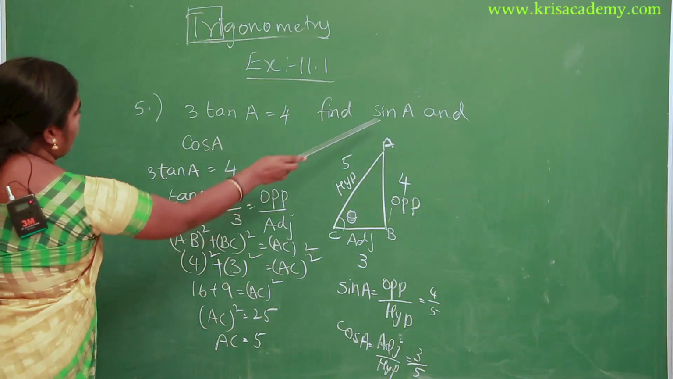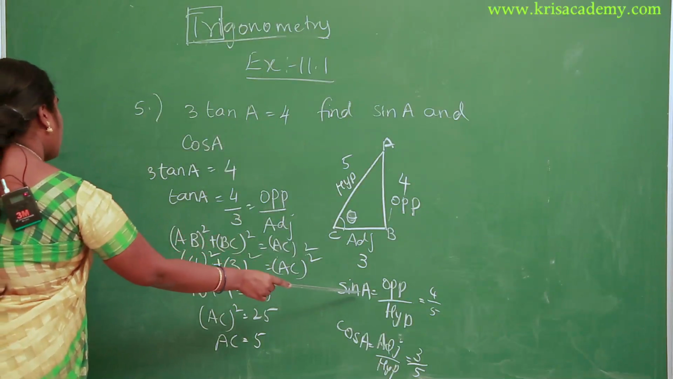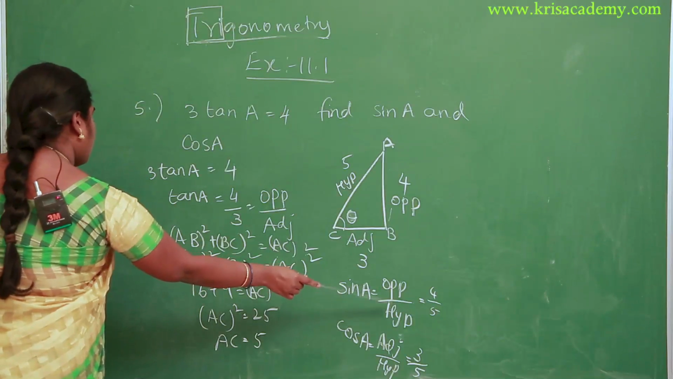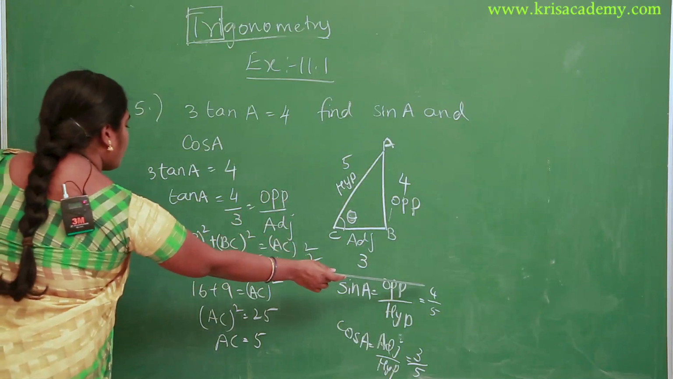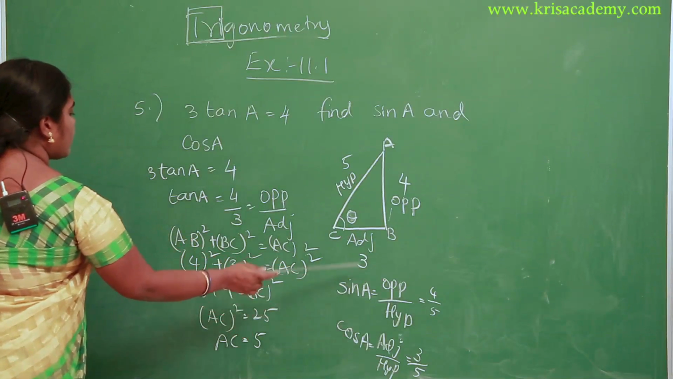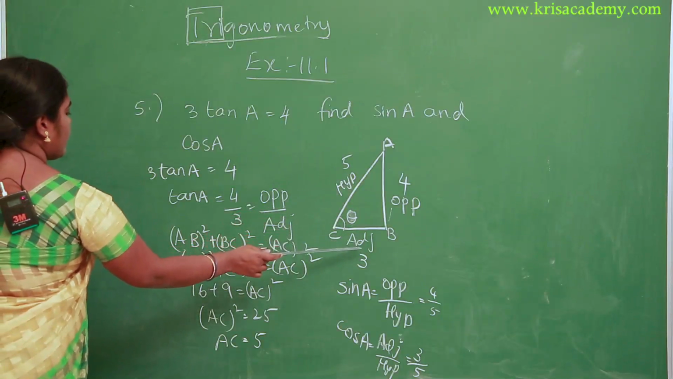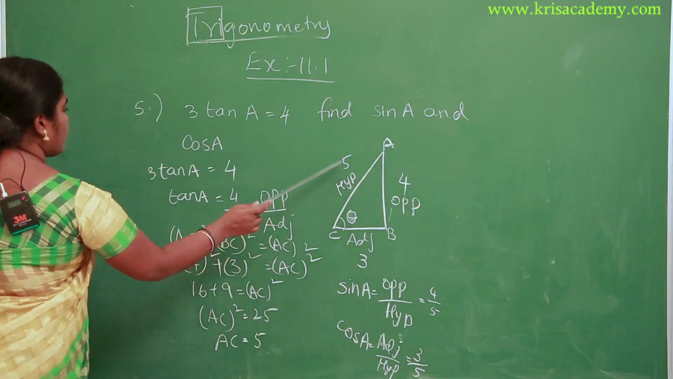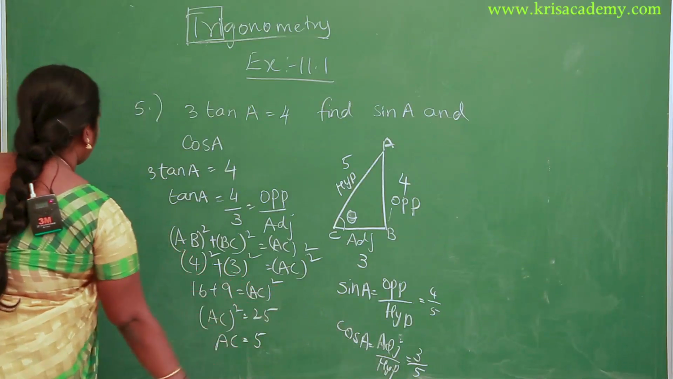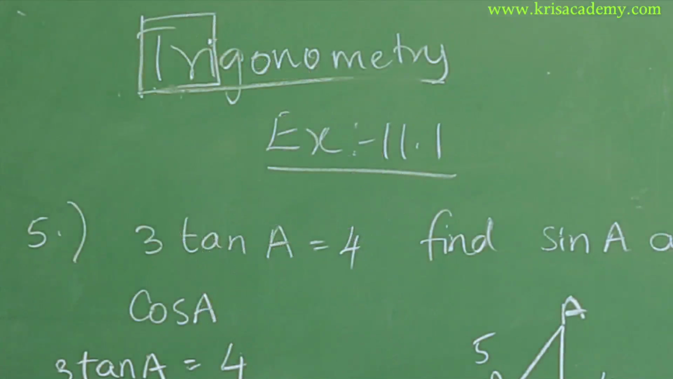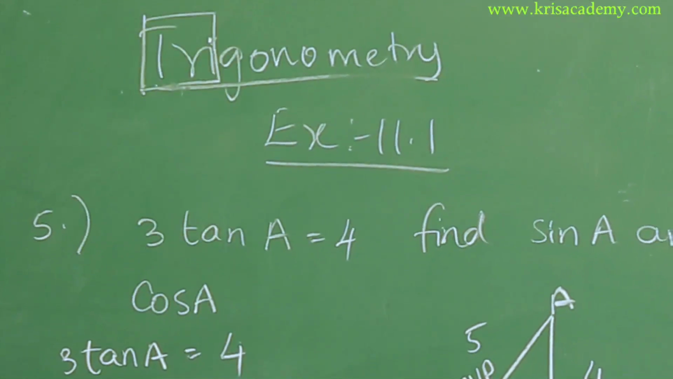Now they are asking you to write sin A and cos A. Sin A is opposite by hypotenuse. So opposite is 4, hypotenuse is 5. So 4 by 5. Cos A is adjacent by hypotenuse. Adjacent is 3, hypotenuse is 5. So cos A value is 3 by 5.